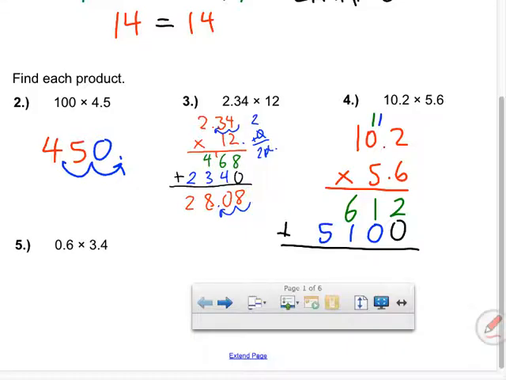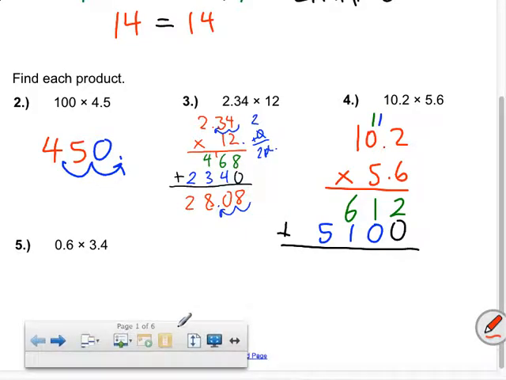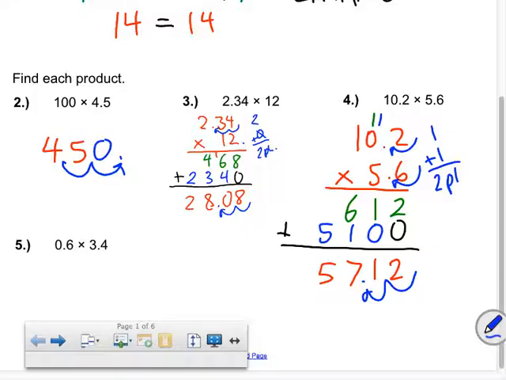So let's add all this up. 2 plus 0, 1 and 0, 6 and 1, and then we got 5. All right, is that what we got? Okay, now my decimal here is in one place, so I got 1. Here it's in one place, so I got another 1. So that means I've got to move it 2 places. So 1, 2. So it's 57 and 12/100. Is that what we got?